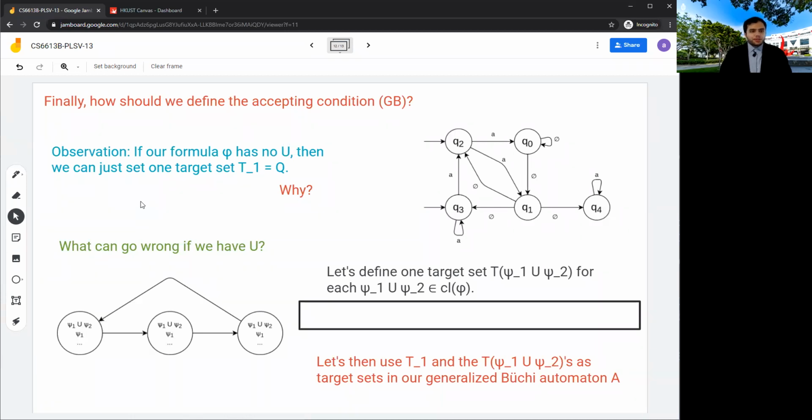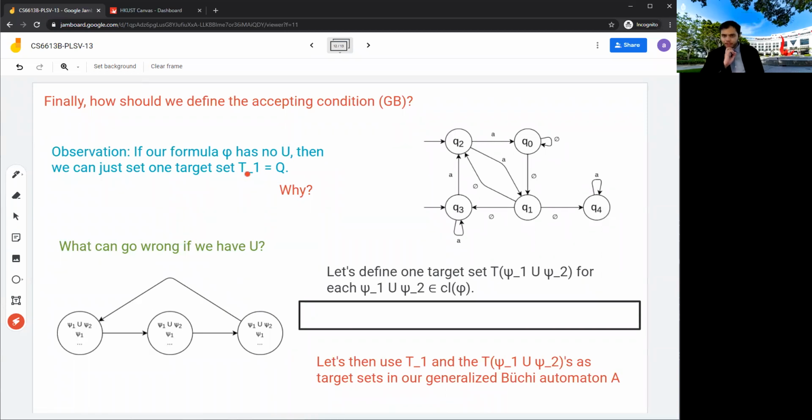And this is also not so hard. So first of all, we have an observation. If our original formula phi has no until in it, so let's say that my formula was only created using and, negation, true, propositional atoms, and so on, and it can have next, but it doesn't have until. Then I really don't need any target sets. I can just have the trivial target set, which is that the path should be infinite.